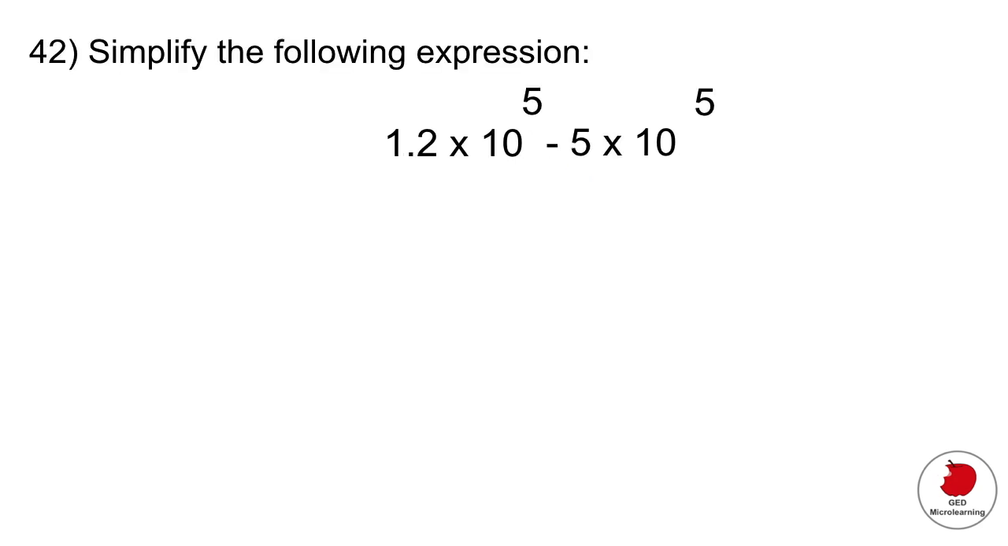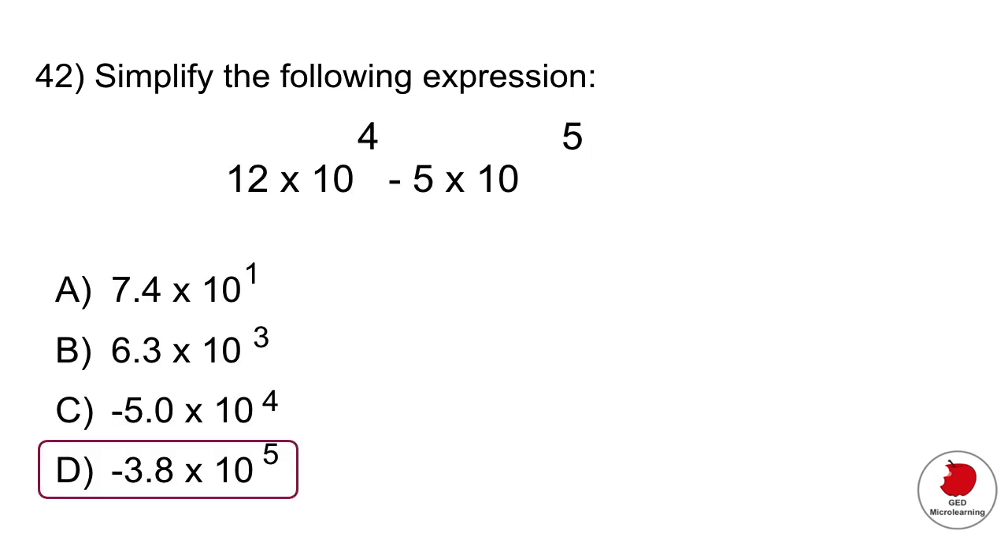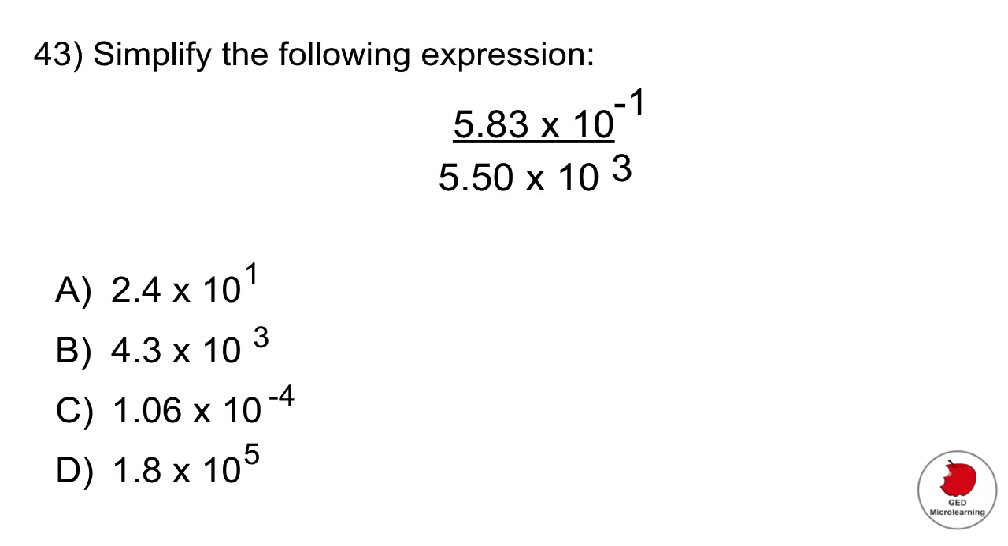All right, so now that we have both of them with the same exponent, all we have to do is subtract these numbers. That gives us a minus 3.8, and then 10 times 10 to the 5th, which is the correct answer, D. All right, what if you have an expression where you have to divide?